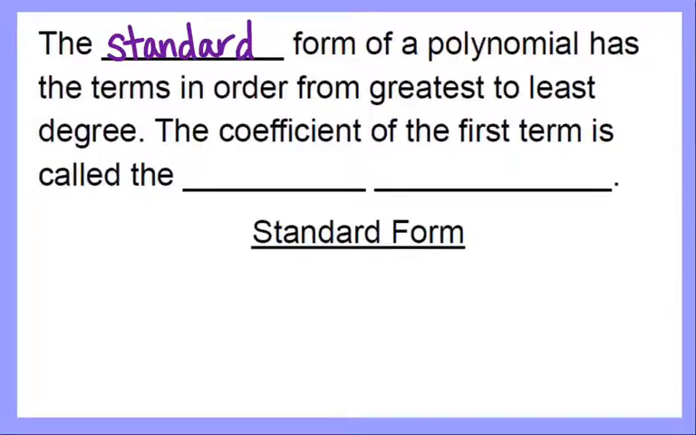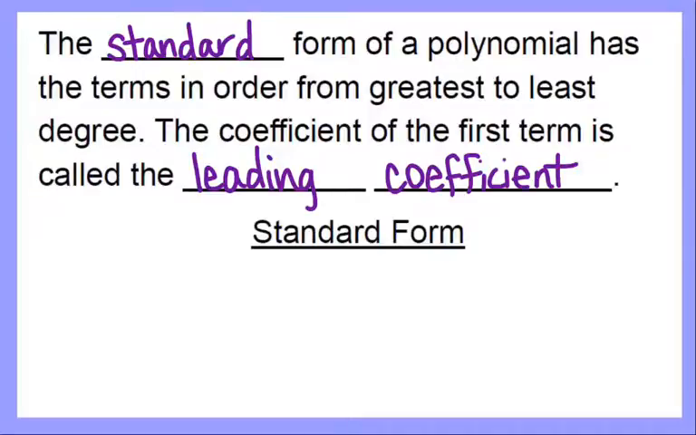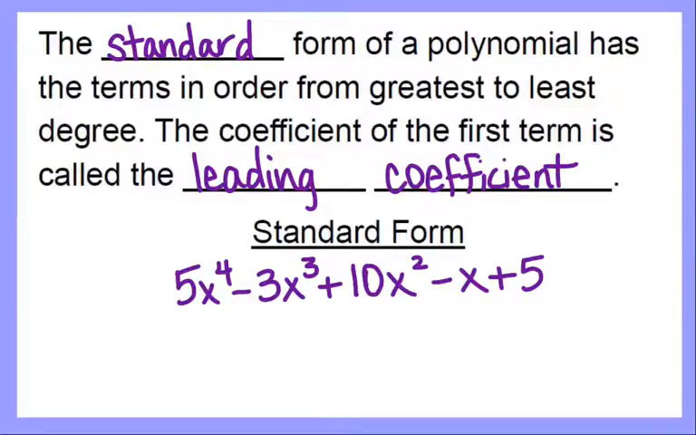Okay, the standard form of a polynomial has the terms in order from greatest to least degree. The coefficient of the first term is called the leading coefficient. So if I'm going to write a polynomial in standard form, I'm going to start with the term that has the highest exponent. So this is an example of standard form. 5x to the 4th power minus 3x to the 3rd plus 10x squared minus x plus 5.